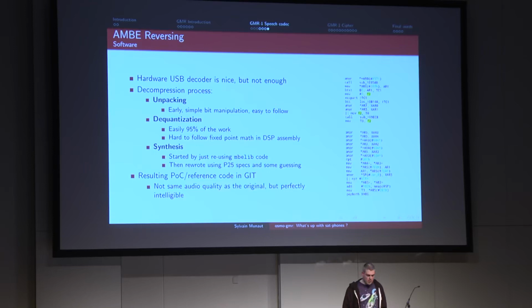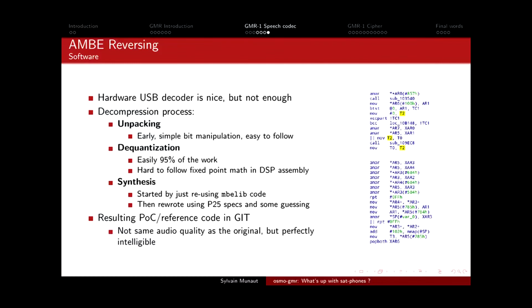The synthesis part is even more complicated. It's even more code in the DSP, but after finishing the dequantization, I really didn't want to do the synthesis. So I just assumed that the synthesis step was going to be very similar to the one in P25. So I took the existing open source MBElib code for P25. I ripped the unpacking and dequantization out of it. That's because it's the one for P25, of course. I just plugged in my own implementation and ran it through the synthesis.